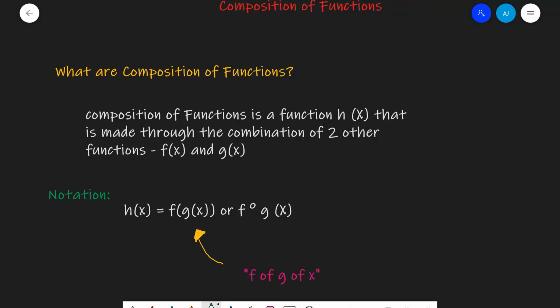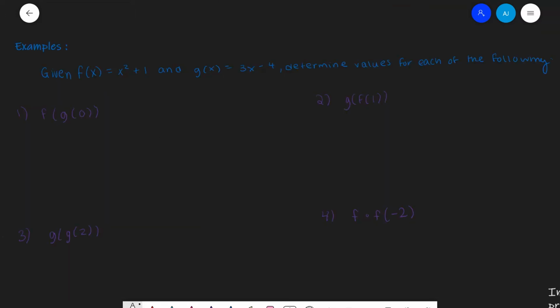Now let's go through some examples to find out how to apply this concept. For the following examples, determine values for each of the following knowing that f of x equals x squared plus 1 and g of x equals 3x minus 4. For example 1, we need to find f of g of 0. So in these problems we work from the inside out. Thus we'll need to find what g of 0 means first.